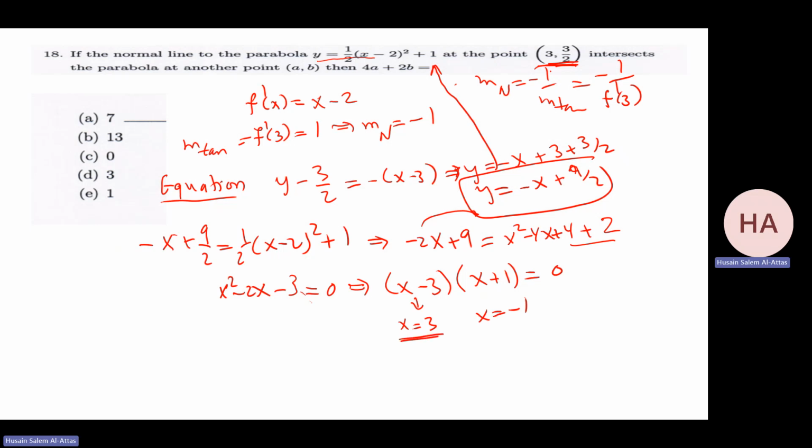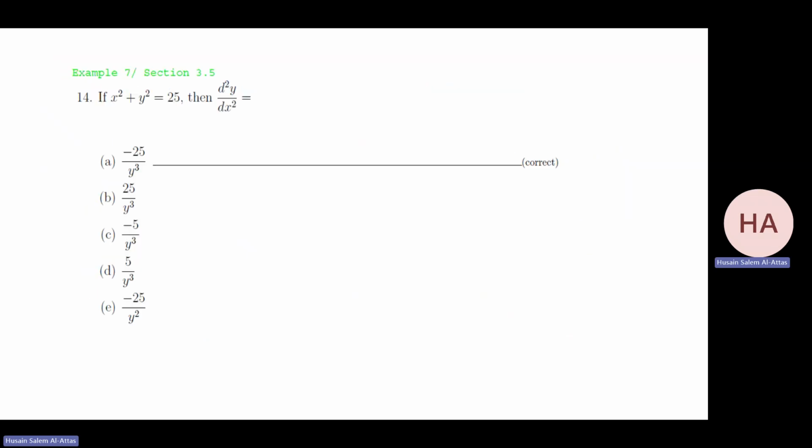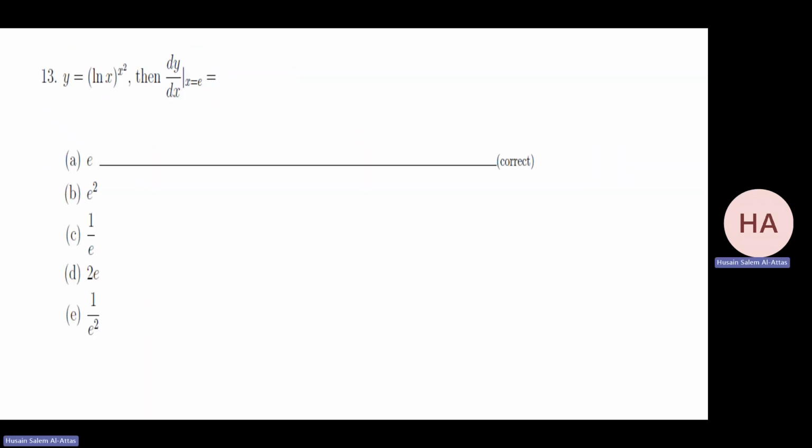I will not look at this because it's here. I want another point. X equal minus 1, y will be what? At minus 1, I can plug it here. So it's 1 plus 9 over 2, which is 11 over 2. So this is A, and this is B. What do they want? They want 4A plus 2B. 4A will be minus 4 plus 11, and that is 7, which is this one. Okay, we're almost there.